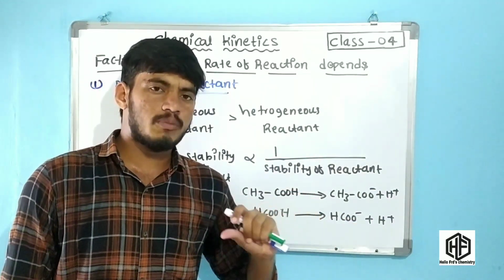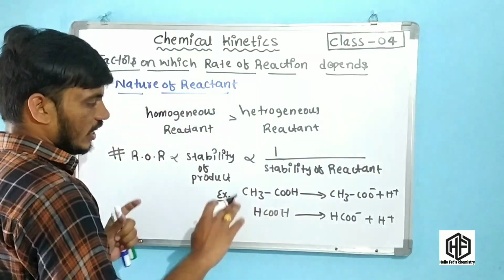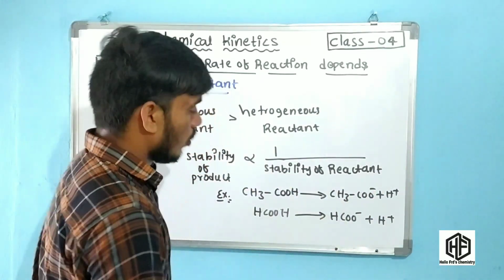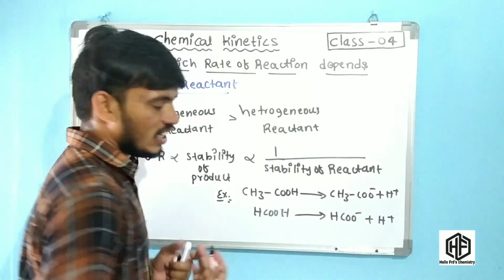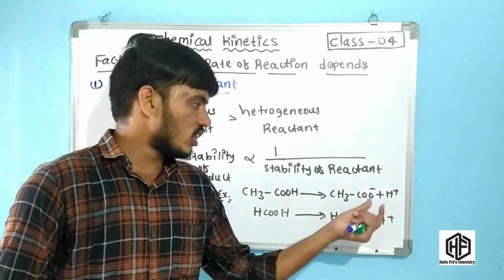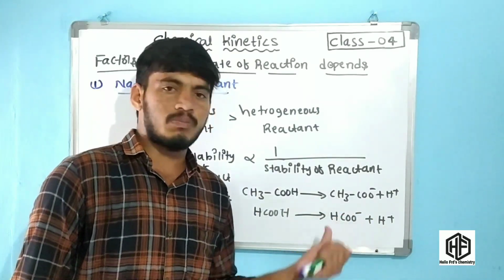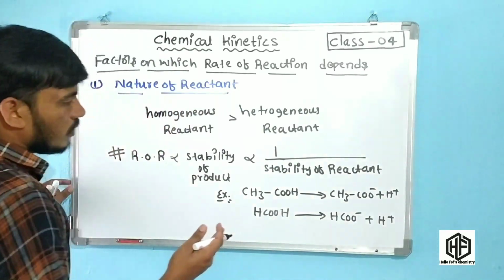But I am going to talk about only the forward direction. This is reactants converted to products. Okay, friends, this is acetic acid, CH3COO minus plus H plus. This is HCOO minus plus H plus. Okay, friends, what happened there?